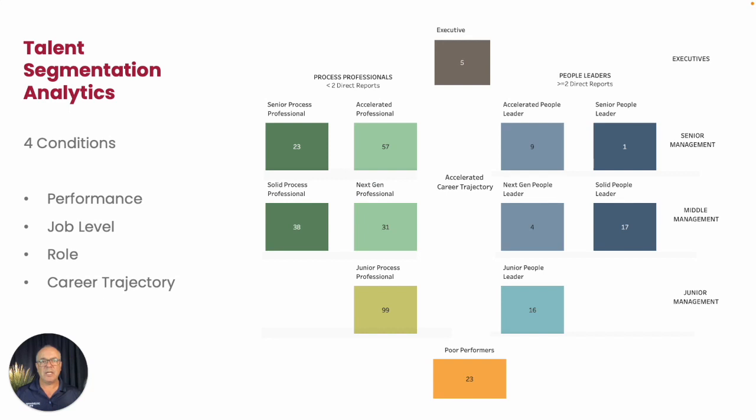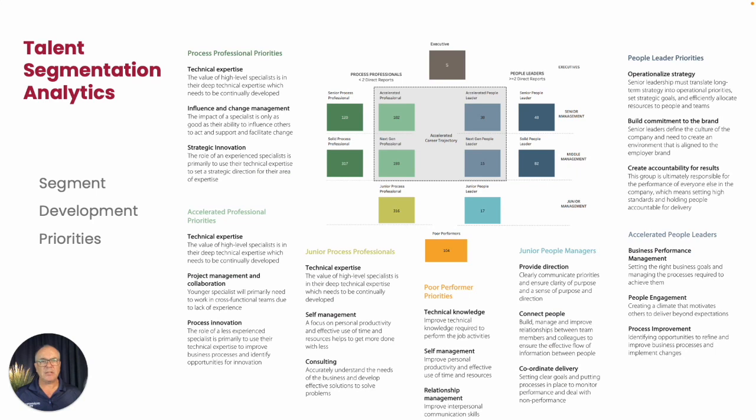The last condition is the rate of their transition. So people on an accelerated career trajectory haven't had the same amount of time to learn from their mistakes and gain the experience of their peers at the same level. So they have a very specific set of developmental priorities. Let's take a look at some of those developmental priorities.